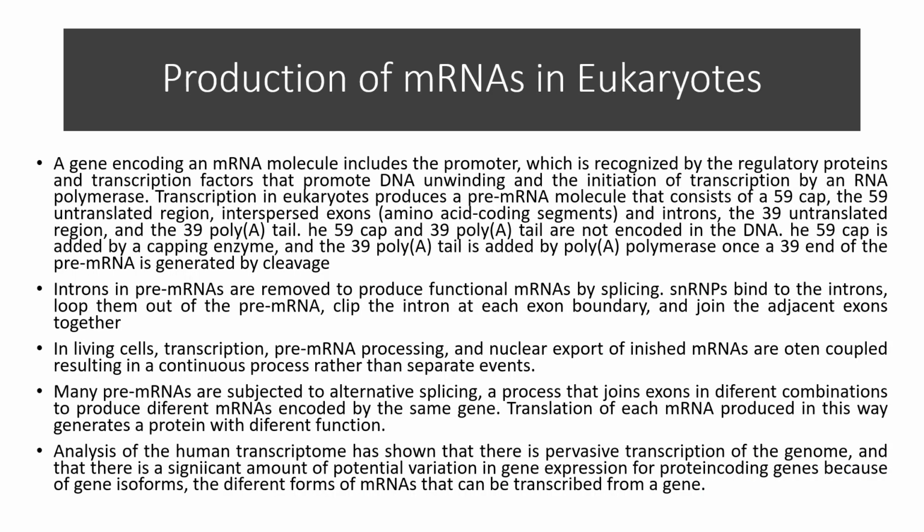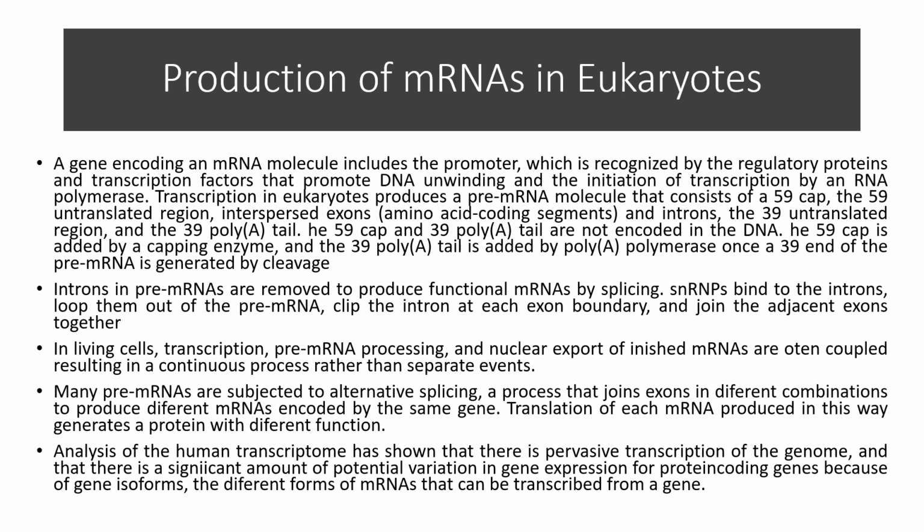Production of mRNA in eukaryotes. A gene encoding an mRNA molecule includes the promoter, which is recognized by regulatory proteins and transcription factors that promote DNA unwinding and the initiation of transcription by an RNA polymerase. Transcription in eukaryotes produces a pre-mRNA molecule that consists of a 5' cap, the 5' untranslated region, interspersed exons and introns, and the 3' untranslated region and the 3' poly-A tail.